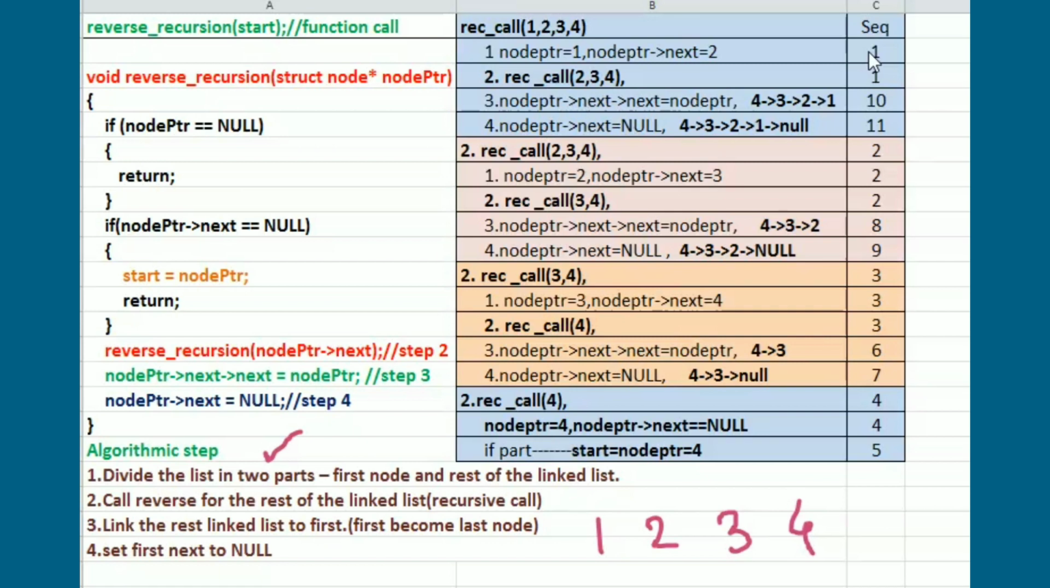So to achieve this goal, we are going to follow these algorithmic steps. First step: we are going to divide our linked list into two parts, that is nothing but the first node and the rest of the linked list. So here I will consider 1 as the first node and 2, 3, 4 as the rest of the linked list. After dividing the linked list into two parts, we are going to call reverse for the rest of the linked list. That was our second step. After that, whatever the result of this reverse function, that will be linked with your first node. That is, the reversed list will be connected with the first node.